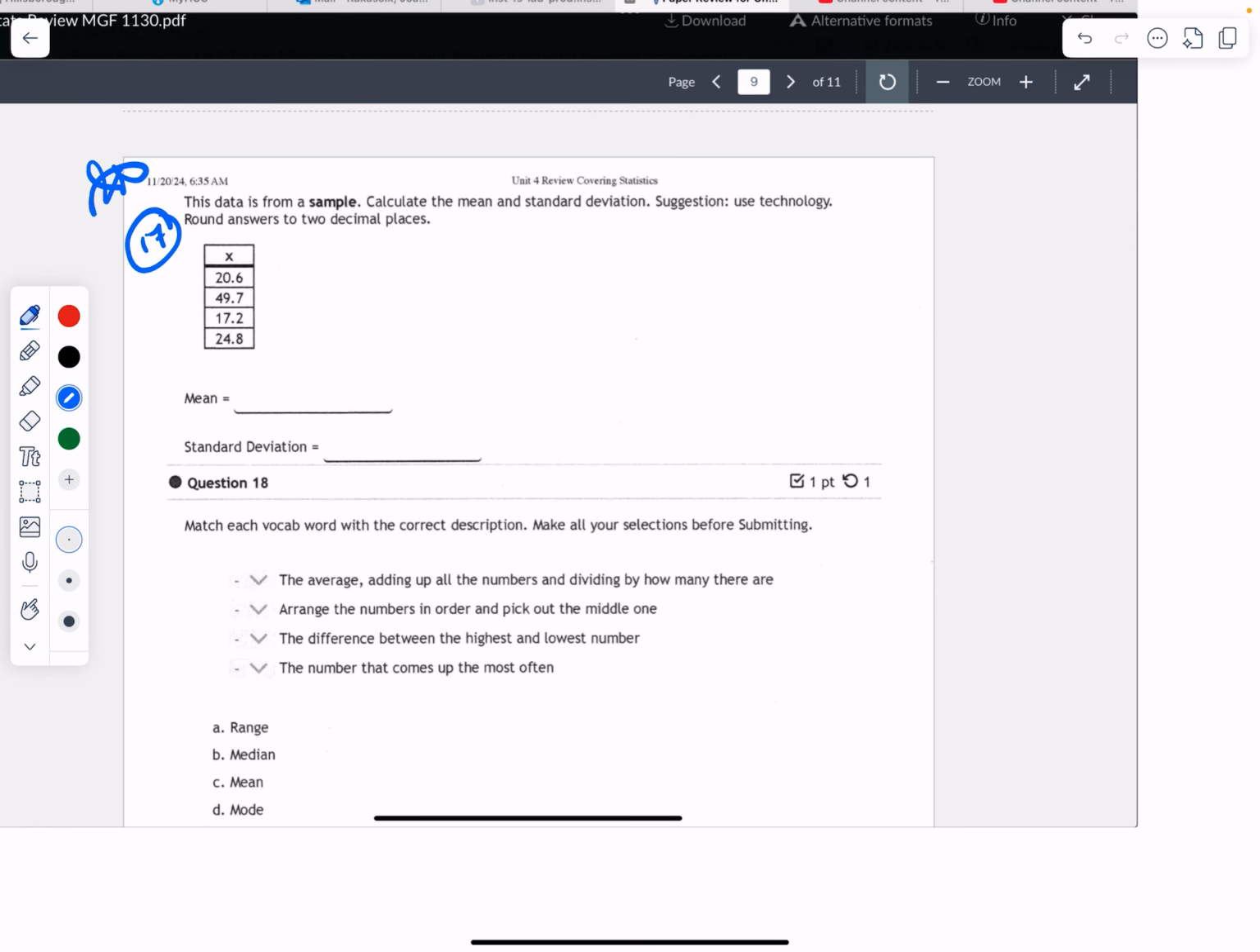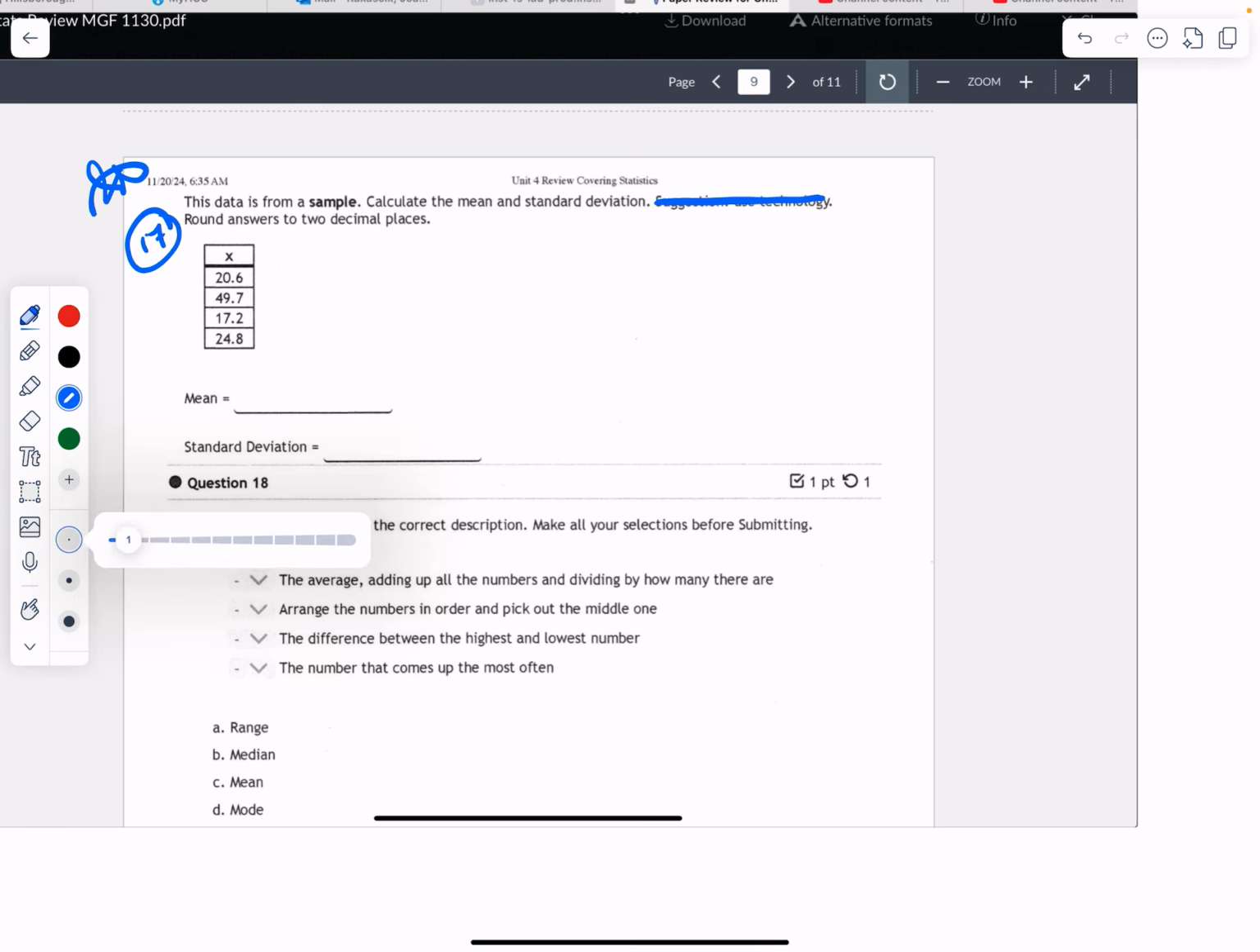I'm in the extra practice review for Unit 4, and I'm looking at question number 17. This data is from a sample. Calculate the mean and standard deviation. We're not going to use technologies, but we will round our answer to 2 decimal places.